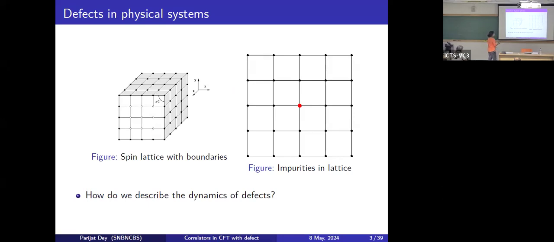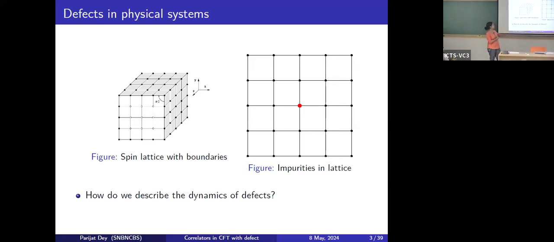So this is a three-dimensional lattice, and we put some boundaries. These are not infinitely extended systems, so we have put some finite boundaries in this. Here we have actually two orthogonal boundaries, but it can have only one boundary in one direction.